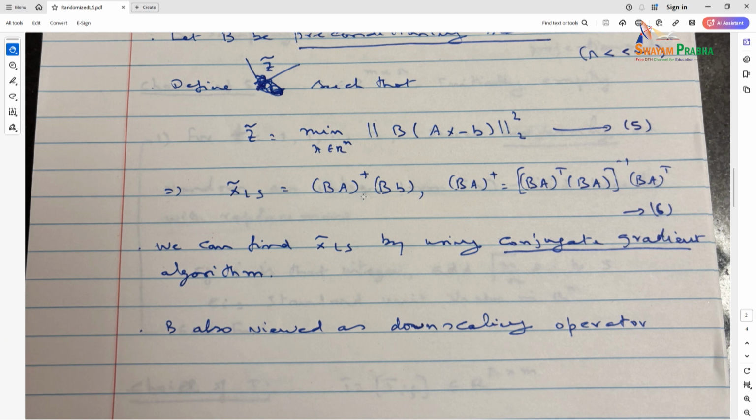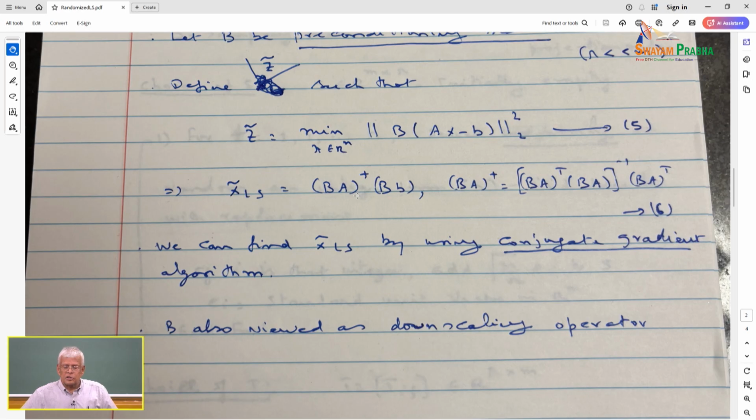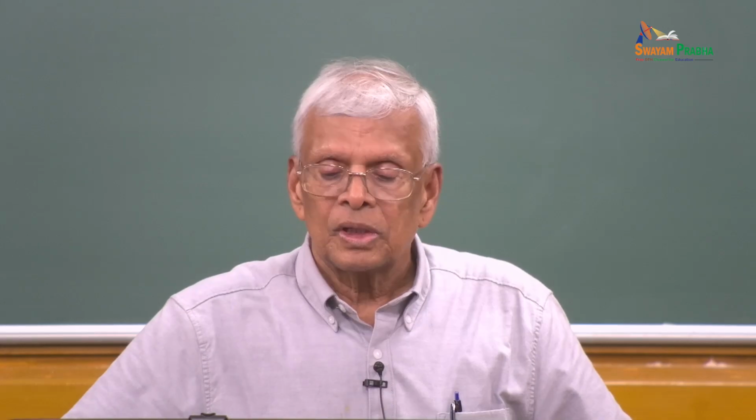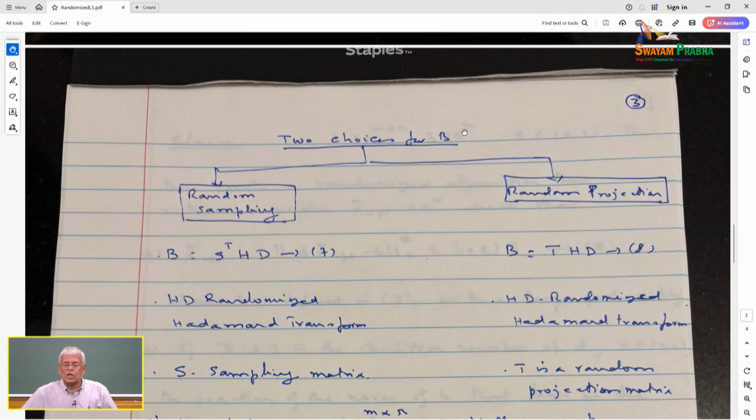This operator, the preconditioning matrix in the literature, is also called the downscaling operator. Why downscaling? I am trying to reduce the number of rows of A. Now, I am coming to the choice of B. So, what kind of matrix is B that can help you to solve the least square problem using a randomized algorithm?